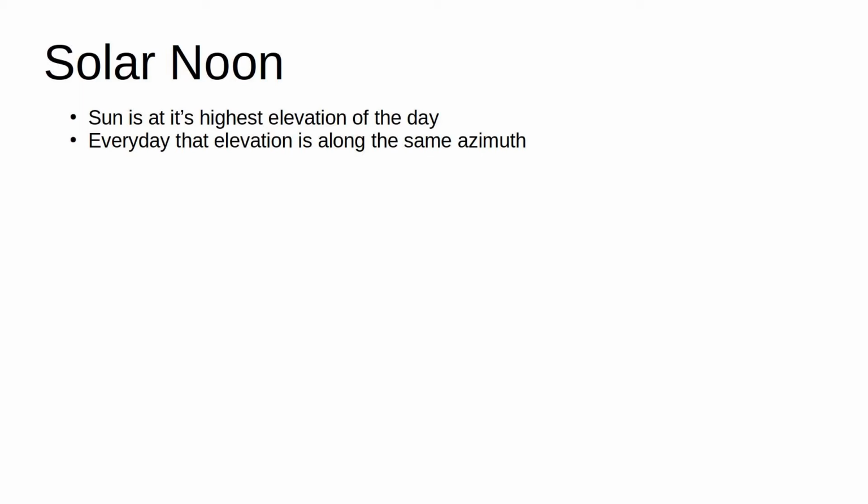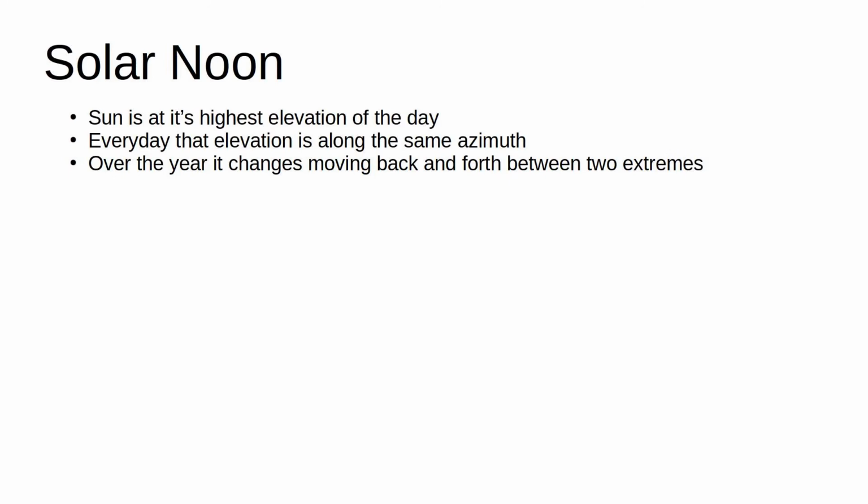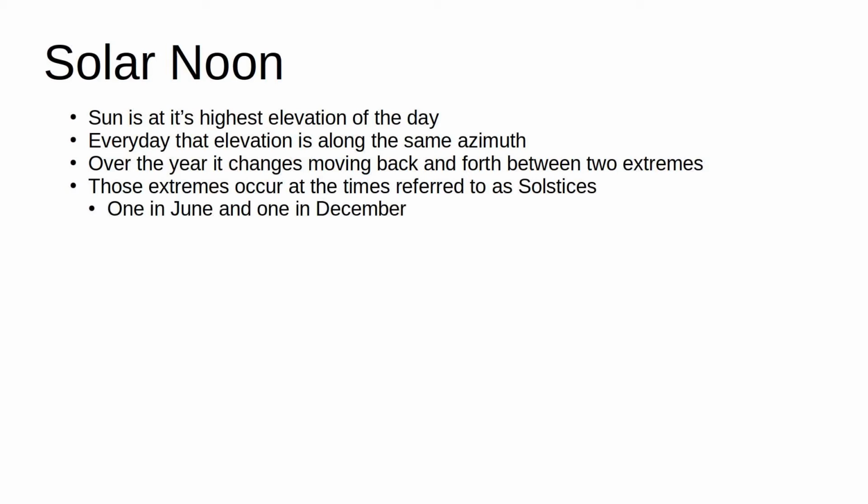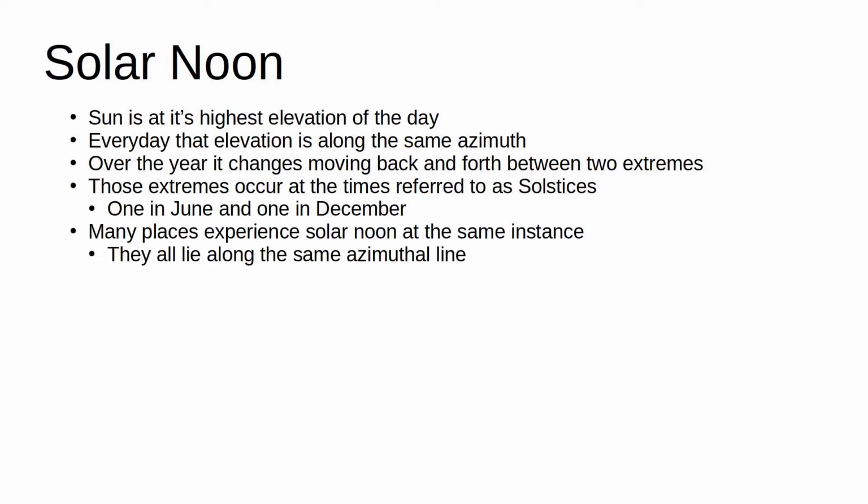We find that for many places on the Earth's surface, the elevation changes throughout the year, and that change takes place between two extremes. These extremes occur on the days we call solstices, which are in June and December. Many places experience solar noon at the same instance, and these all lie on the same azimuthal line.